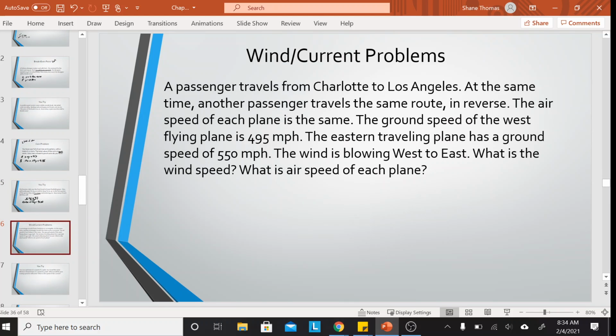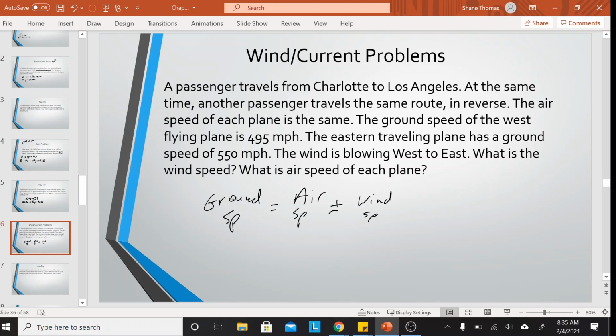All right, now the current problems. So I like to put these in terms of wind problems more so often than not. The current with the river goes exactly the same way though. So for these, the setup is this: your ground speed is equal to your airspeed plus or minus your wind speed.